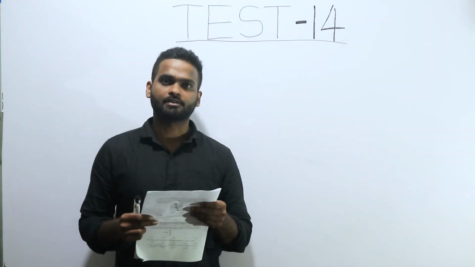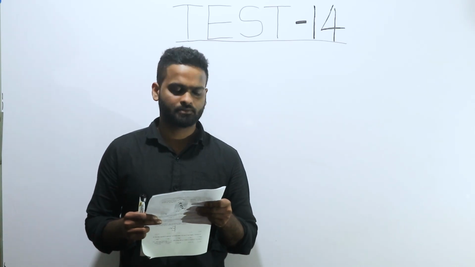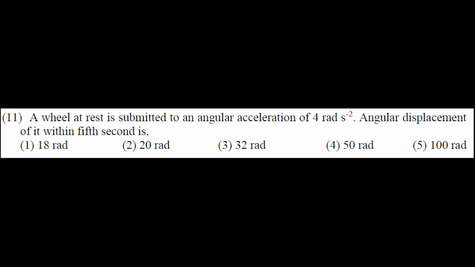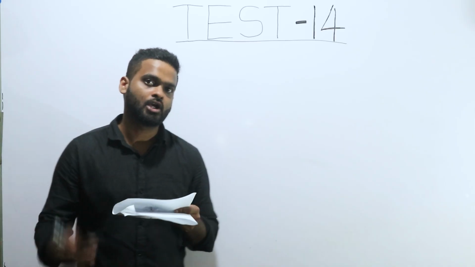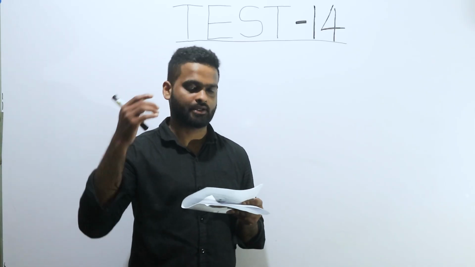11th, that is from rotational motion. A wheel at rest is submitted to an angular acceleration of 4 radians per square second. Find the angular displacement of it within the fifth second. That is important. Not after 5 seconds, it is within the fifth second.